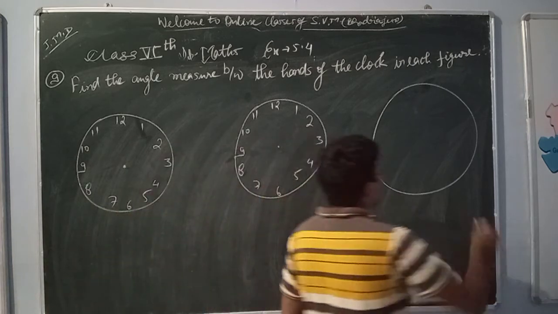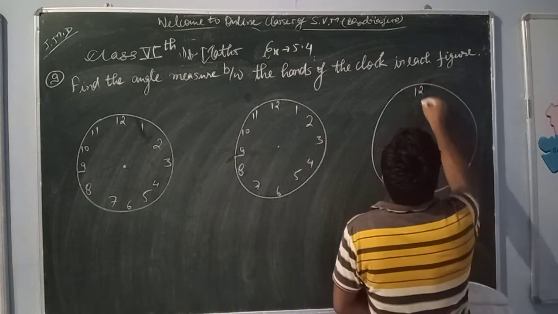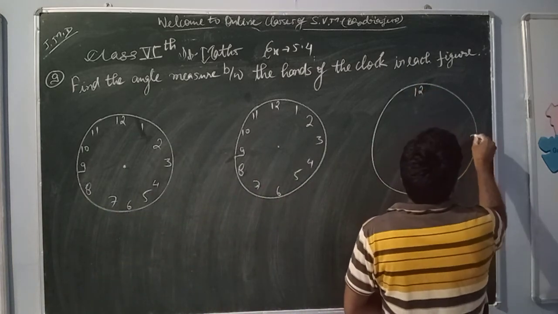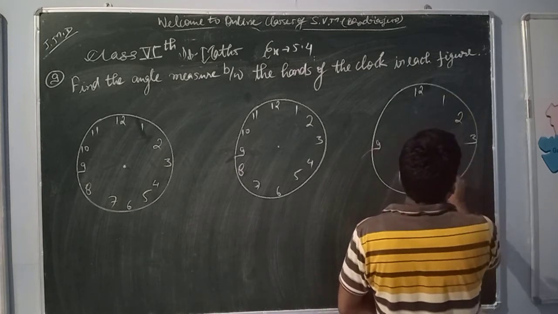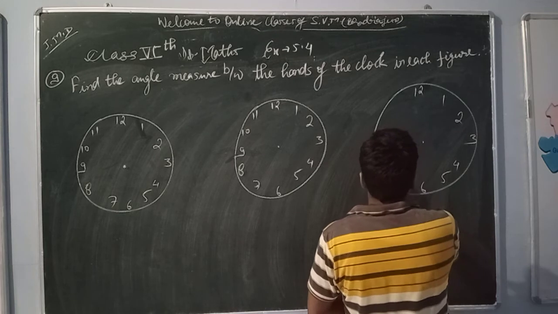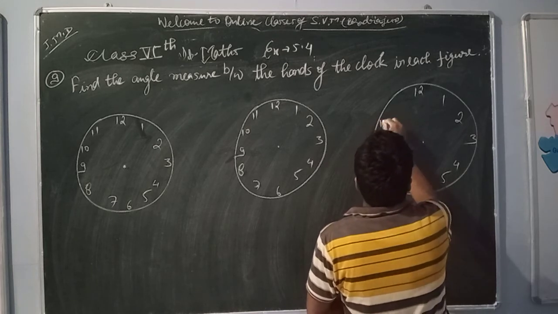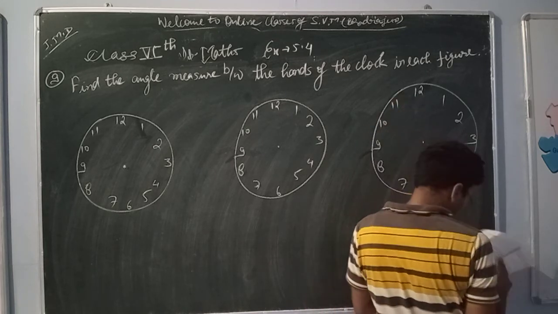In this one, 12, 6, 3, 9. This is 1. This is 2. This is 4, 5. This is 7. This is 8, 10, 11. Okay.